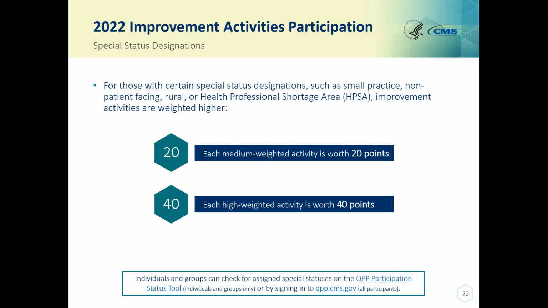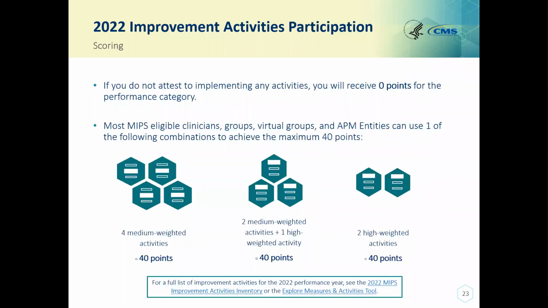participation status tool. It's really important to note that if you're submitting data as a group, virtual group, or APM entity, special status designations must be determined at the group level, virtual group, or APM level, the entity level, to qualify for these reduced reporting requirements. For example, more than 75% of NPIs billing under the group's TIN must be designated as non-patient facing for the group to receive the special status. And all those things are laid out on our QPP website. Next slide, please.